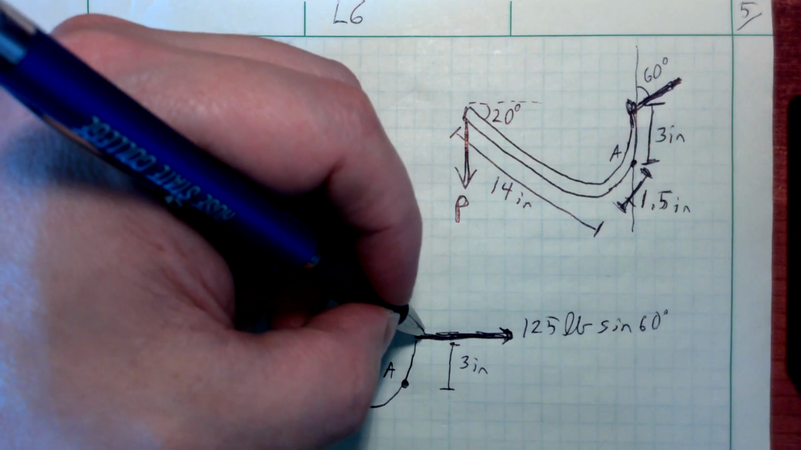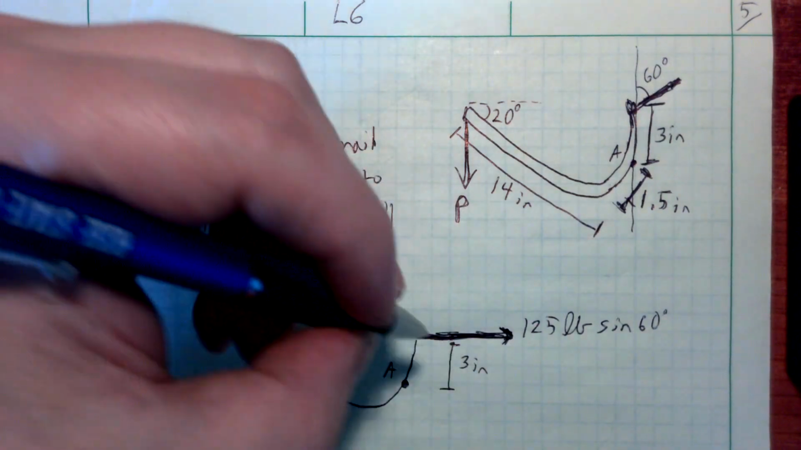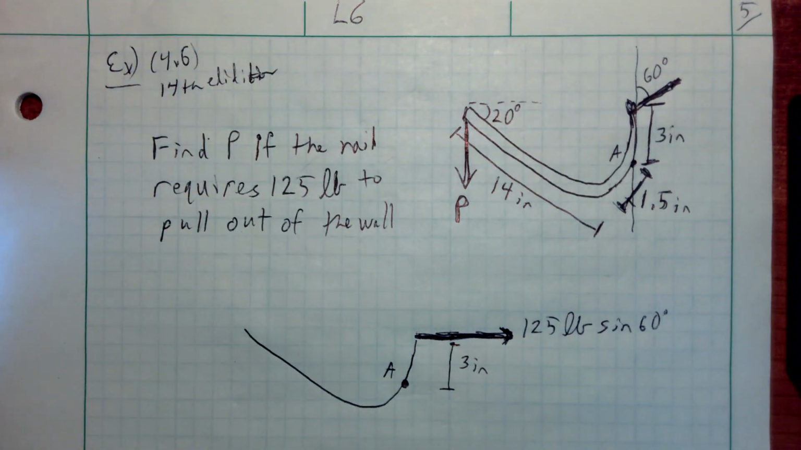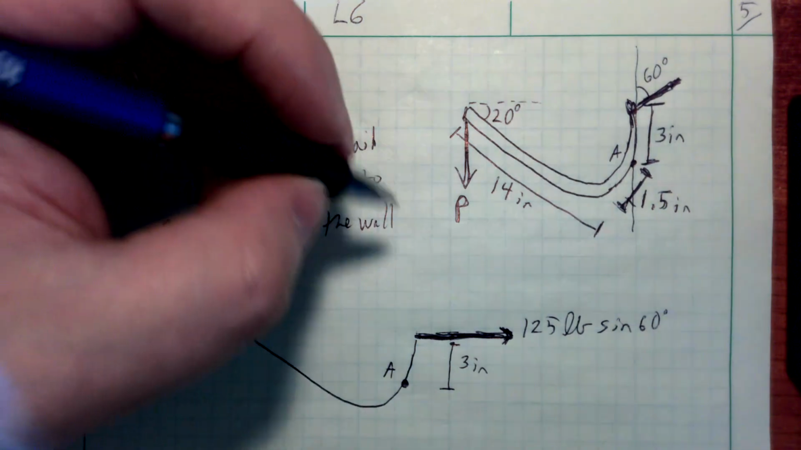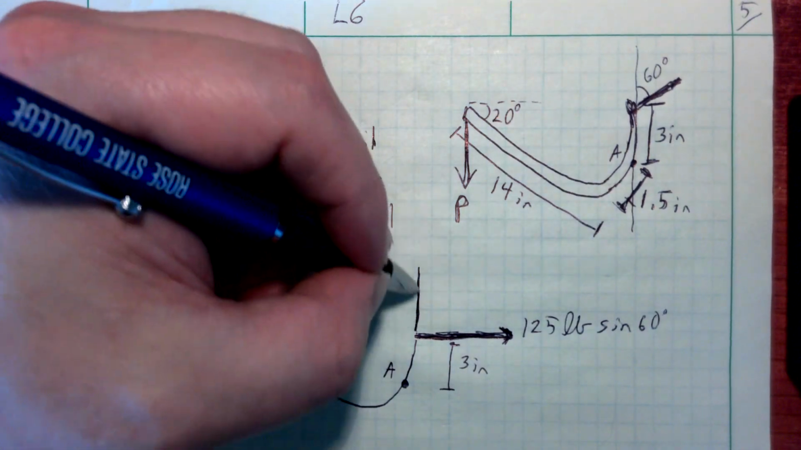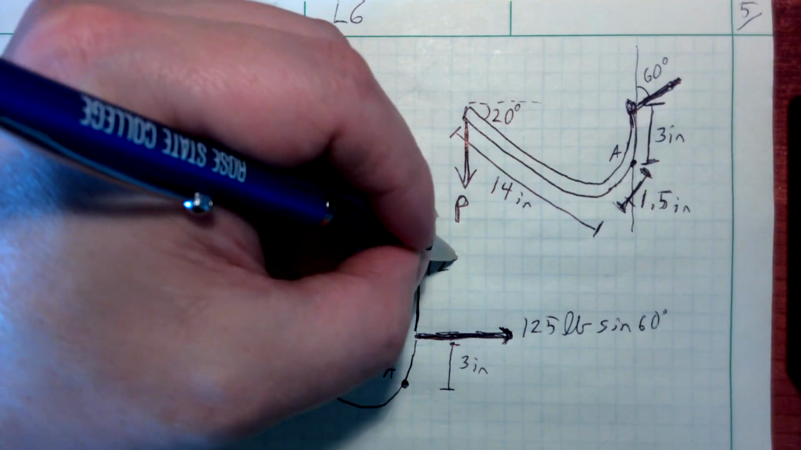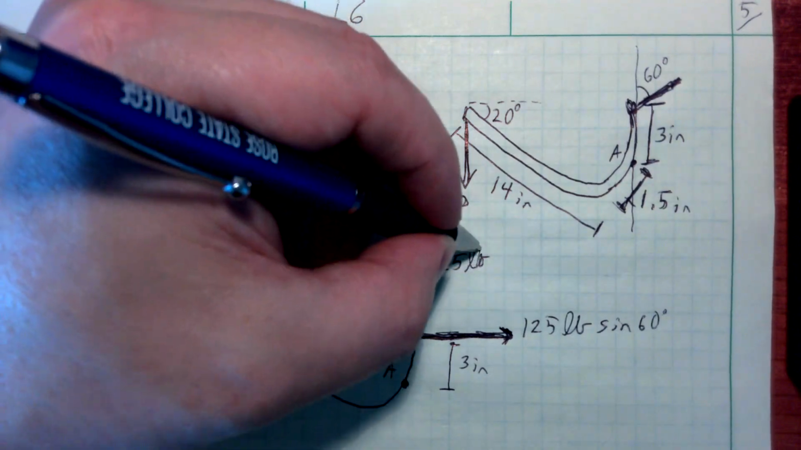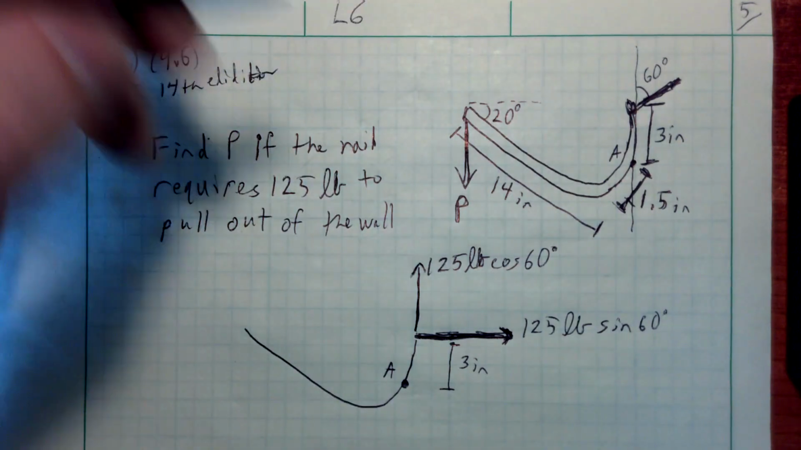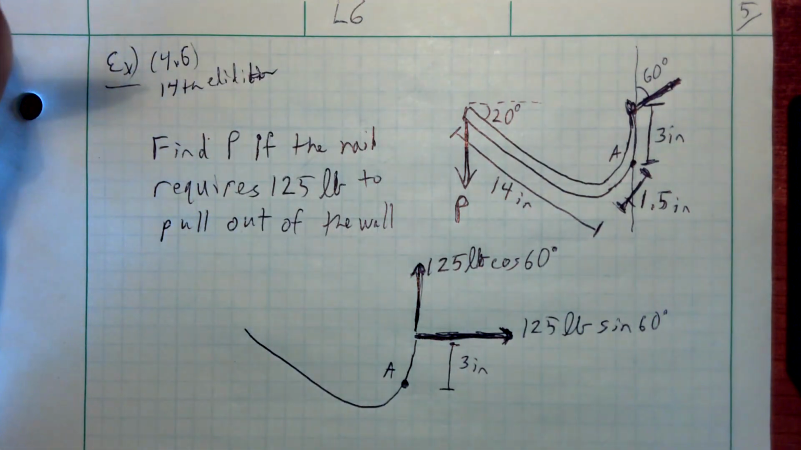I'm happy to continue to answer the question. If it's not clear, ask. But again, we talked about very early on, we don't use sine and cosine only for Y and X. We use sine for opposite. We use cosine for adjacent. So adjacent to the 60 degree angle, I've got the part of the 125 pound force that's adjacent, well, that's the cosine of 60. So in this case, that's the Y or the vertical component. Because it's adjacent to the 60 degrees, we're going to use cosine there.